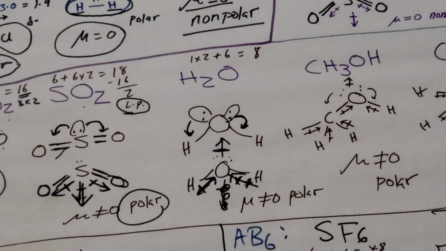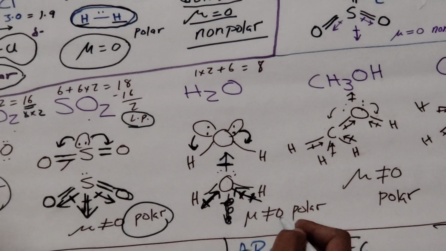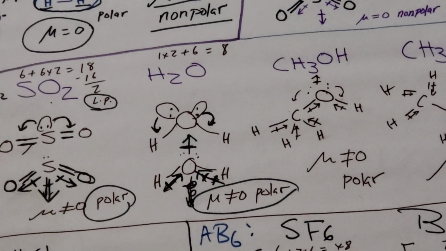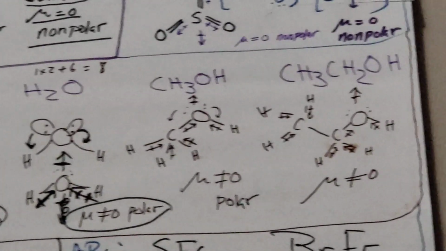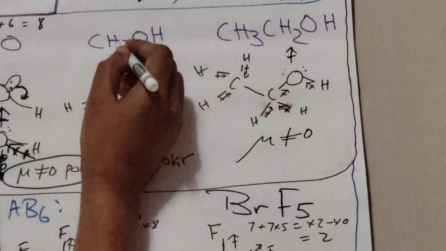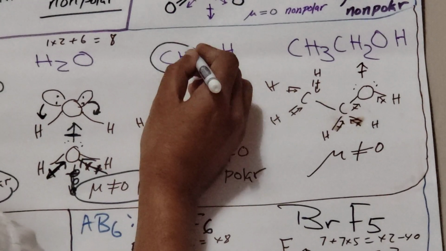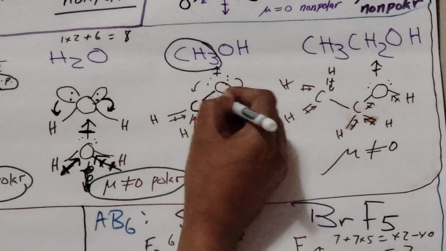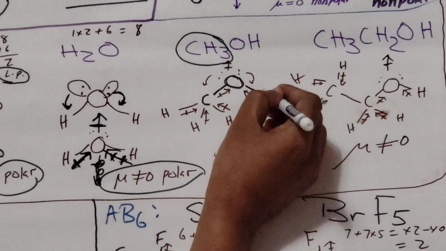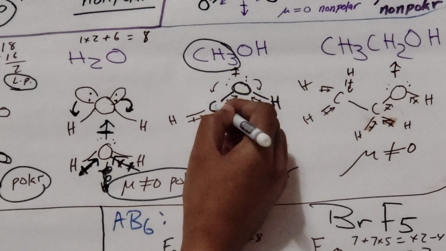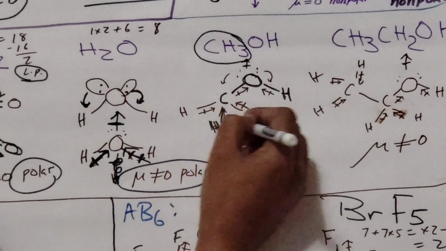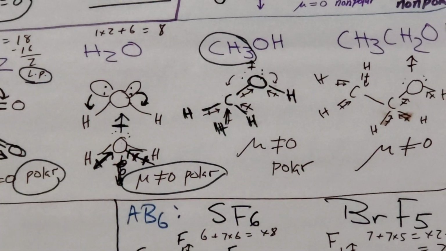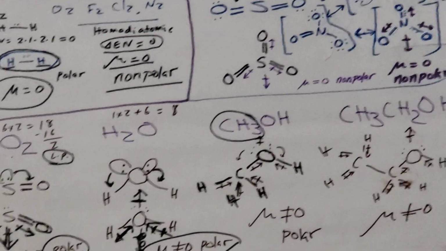So here water's dipole moment is not zero, so this is polar. Methanol: if you look here, this is oxygen, this is hydrogen, right? And this is a methyl group, right? So it is also a sort of AB2 class again.